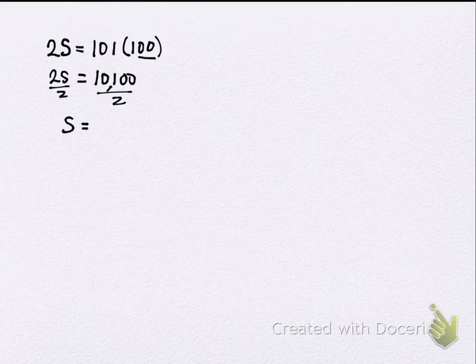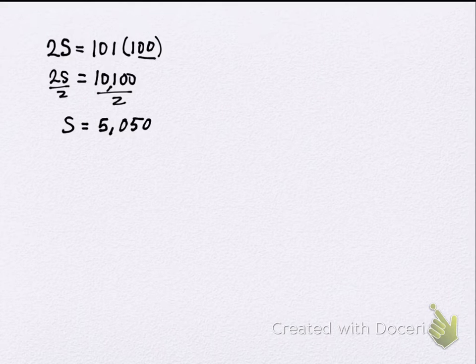Don't overthink this. You guys can do this. Bunches of ones and zeros. Yeah, 5,050. 5,050. So this is basically what Gauss did. Did he write it quite like this? Well, no, not necessarily.